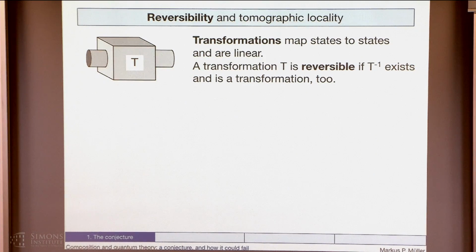Okay, now let's look a bit more at transformations. What is a transformation? Well, a transformation is something where a state comes in and a state goes out. So it's a map that maps a state to another state, and it should respect mixtures, statistical mixtures. It means it must be a linear map. And we call that reversible in the same sense as Julio did, namely, if it has an inverse, and the inverse is also a transformation.